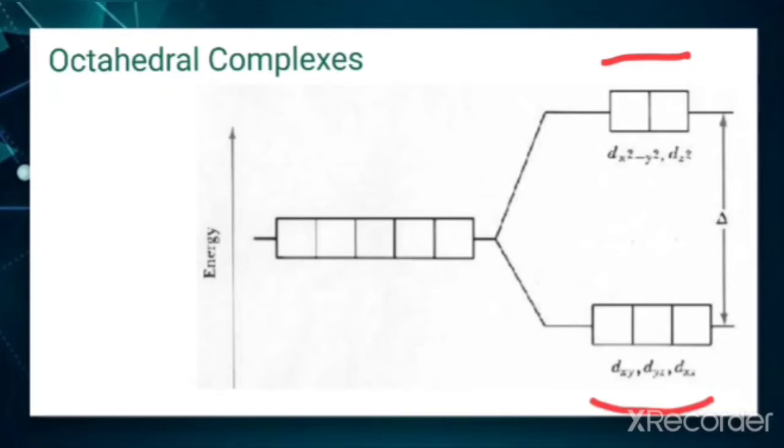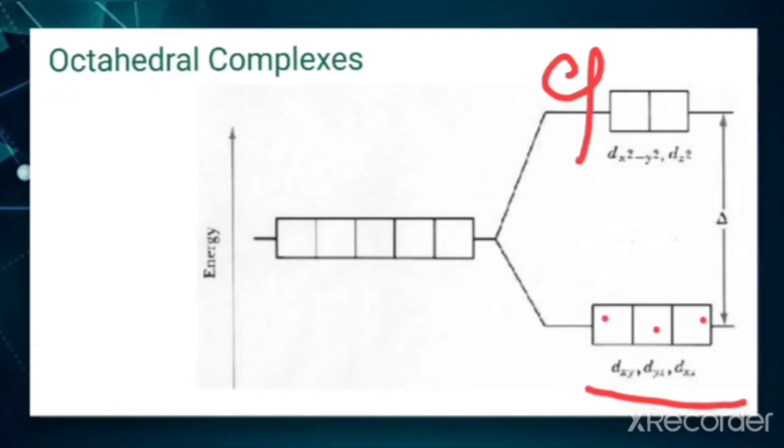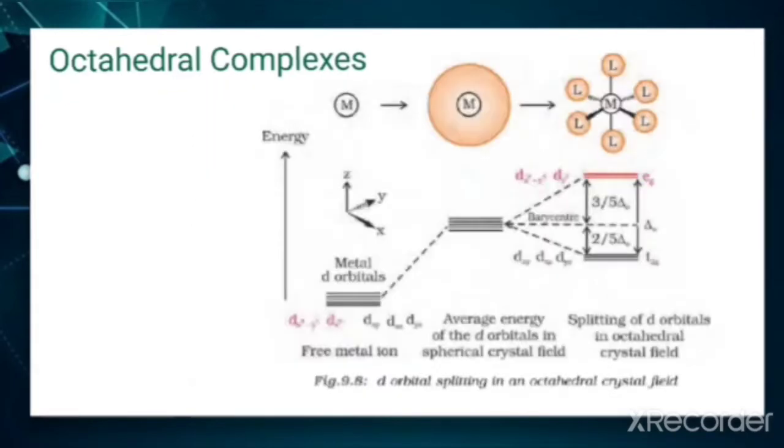It is very important to remember which one will come down. That is, the three boxes, the T2g set, you have to make down, and the eg set you have to make up. Here this splitting energy, the crystal field splitting energy, is represented by delta. For solving the problem, it is important to learn this diagram.